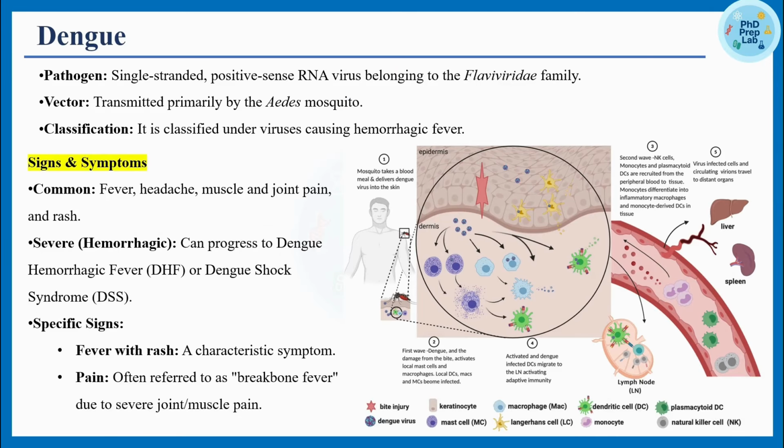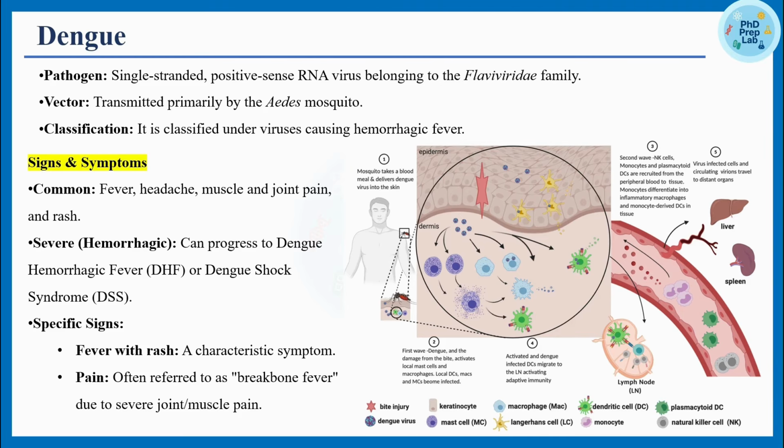Now there is dengue, which is a type of fever caused by a virus. The virus which causes dengue is also an RNA type of virus. It belongs to the Flaviviridae family, and the vector which transmits dengue is the Aedes mosquito. When we get bitten by this mosquito, we acquire dengue. It is classified under viruses causing hemorrhagic fever. The symptoms include fever, headache, muscle and joint pain, the usual fever symptoms.